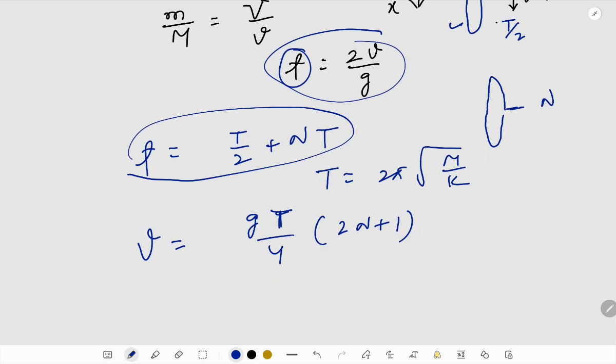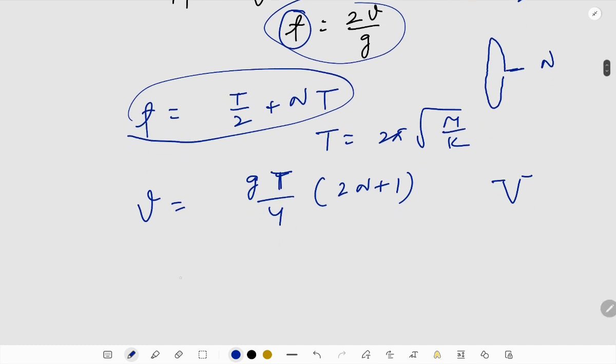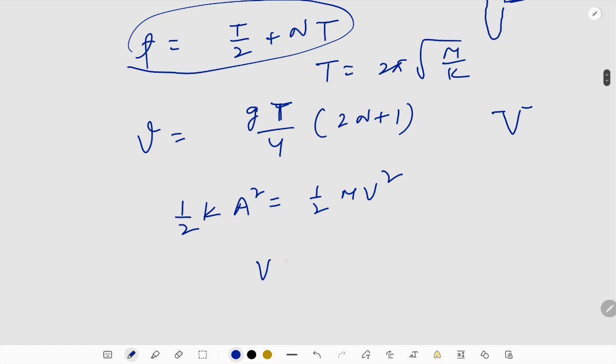And how can we find the value of capital V, that is the speed of the platform before the collision? We can use the conservation of mechanical energy, because its amplitude is given. So I can write here half kA squared equals half MV squared simply. And this V is very much known to be omega into A, we could have simply written V equals omega into A.